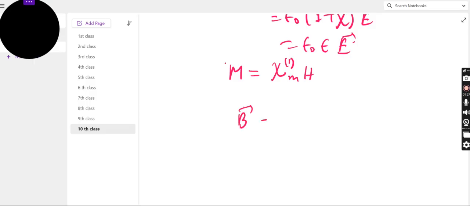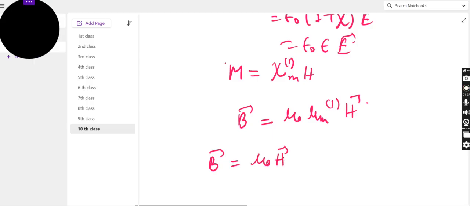And we got mu naught M H. So you will say that D is epsilon naught epsilon E. And B is equal to mu naught mu M H, because the relationship is basically B equals mu naught times H plus M. That's why this H it is.